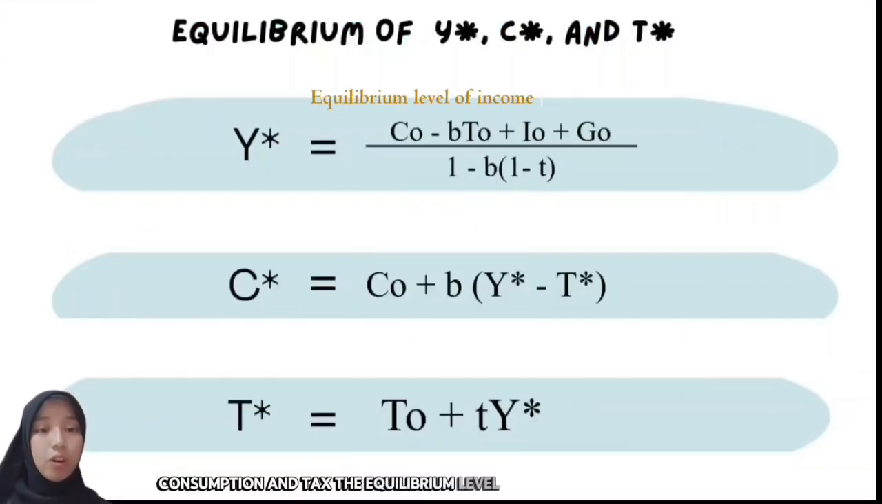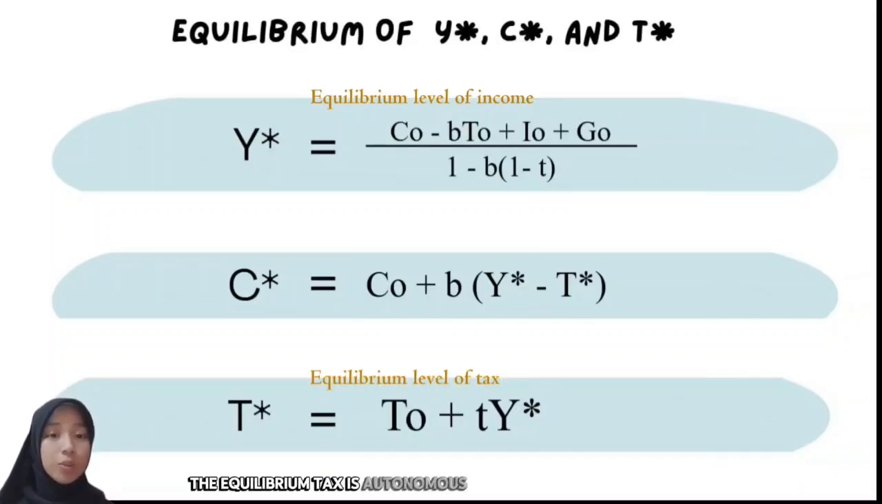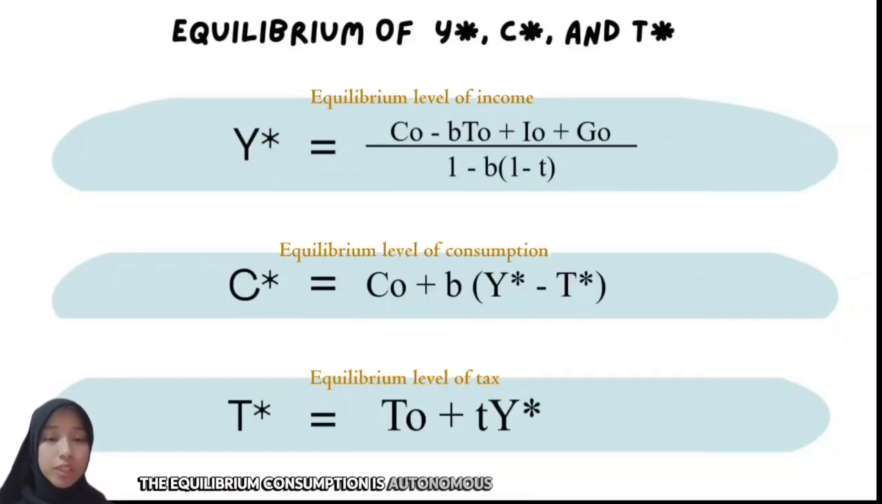The equilibrium level of income is equal to the sum of autonomous consumption minus B times autonomous tax plus autonomous investment plus government spending, all divided by 1 minus B times 1 minus T. The equilibrium tax is autonomous tax plus T times equilibrium income. The equilibrium consumption is autonomous consumption plus B times the difference between equilibrium income and equilibrium tax.